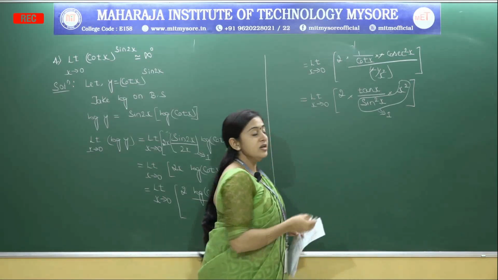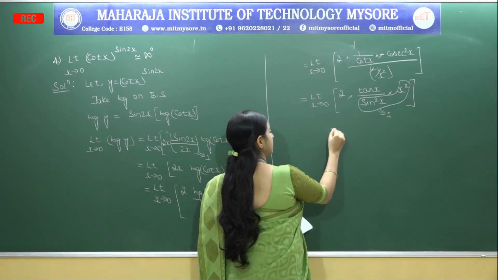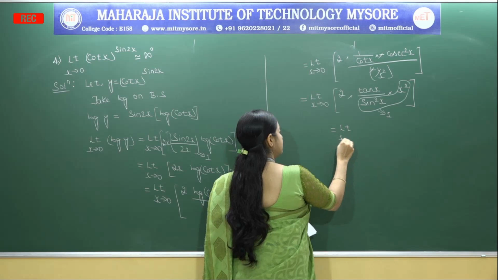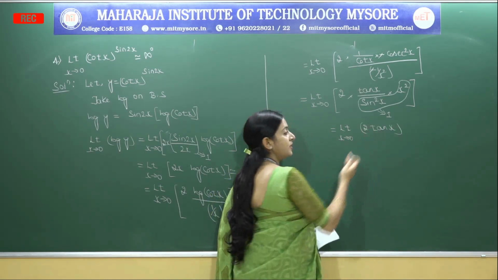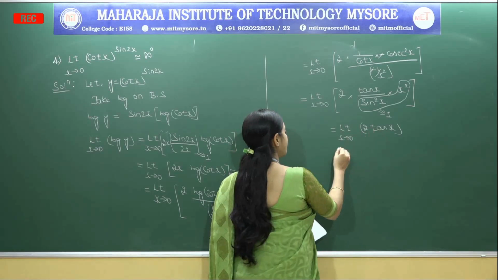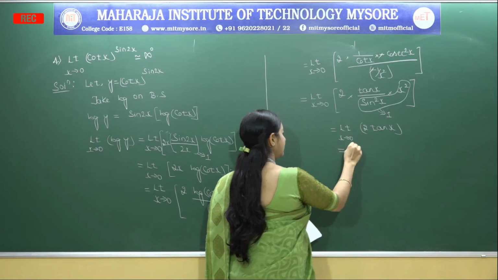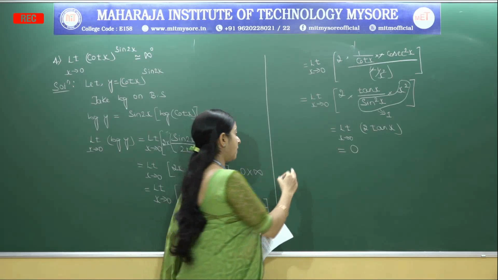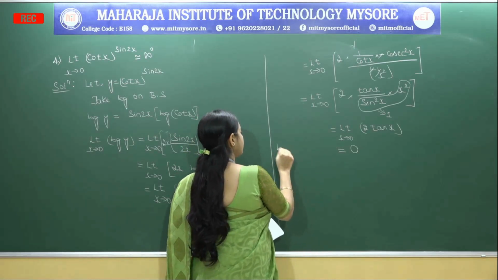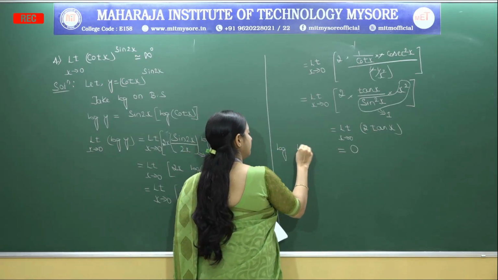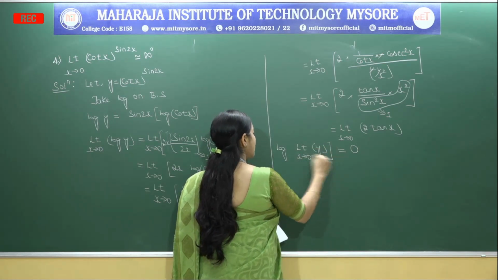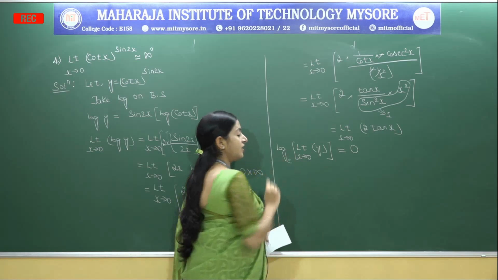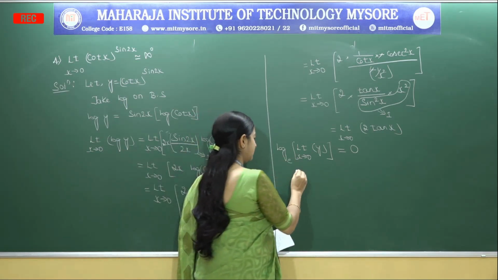This tends to 1. So the remaining term is the limit as x tends to 0 of 2 tan x. If you apply the limit, tan x is 0, and 0 into 2 is a finite term, so you will get 0. In the left part, you interchange the log with the limit, the limit of log y as x tends to 0.